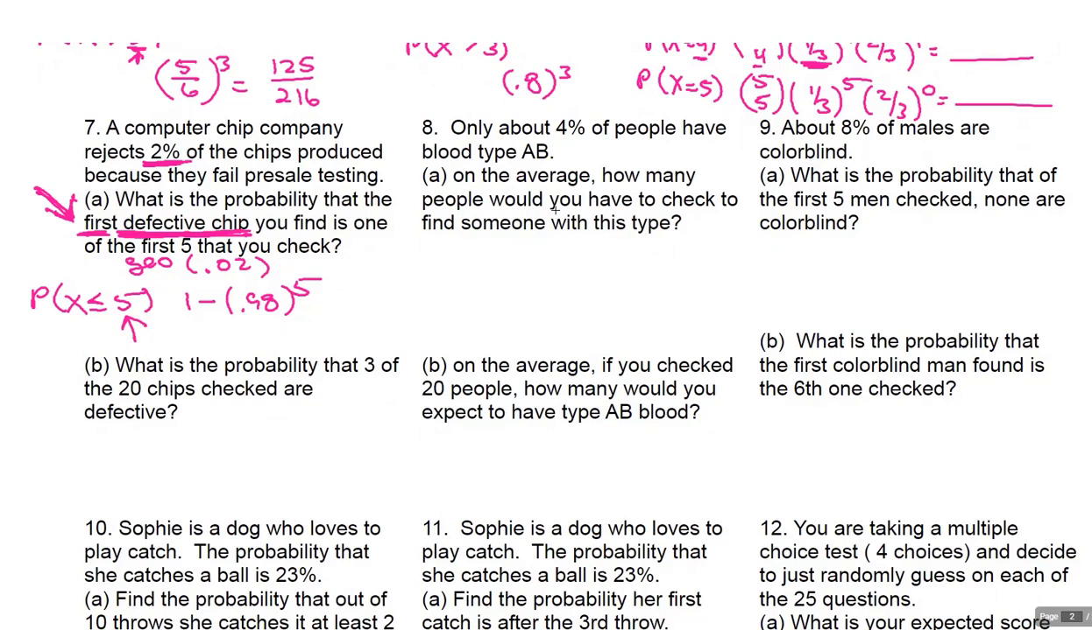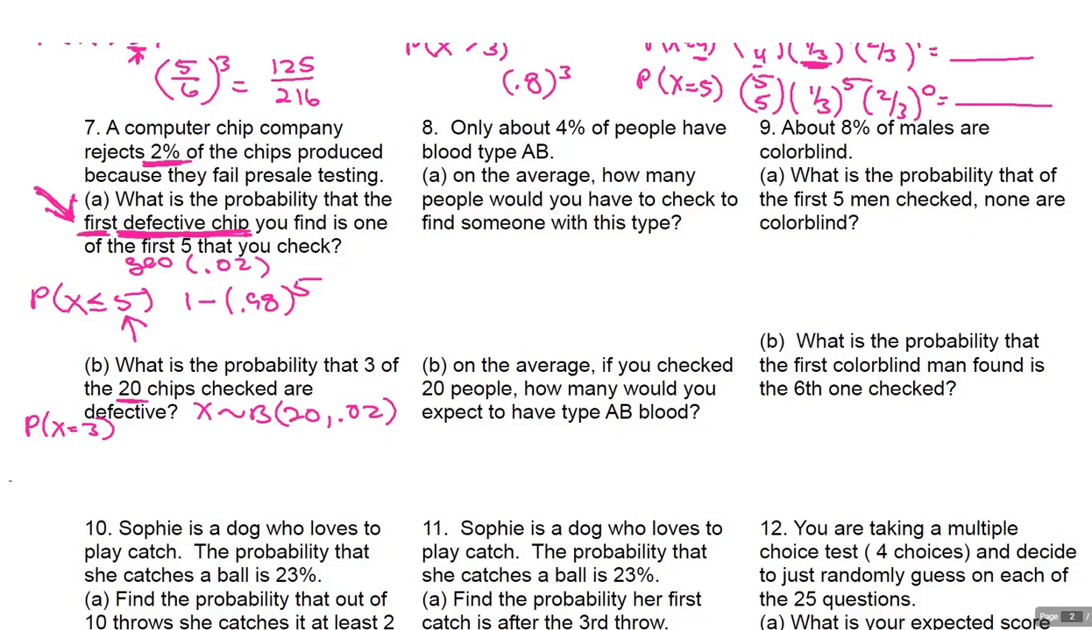Now take a look at part B. What's it say? What is the probability that 3 of the 20 chips checked are defective? All right. So what's this distribution? That'll be binomial, right? Exactly. Because how many are we talking about? 20 chips. And what's the probability of success? But what I want to know is the probability that 3 out of the 20 chips are defective.